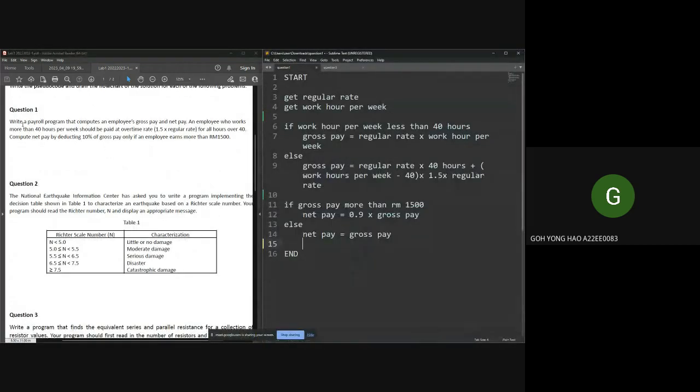Question 1 says to write a payroll program that computes employees' gross pay and net pay. An employee who works more than 40 hours per week should be paid at the overtime rate, which is 1.5 times the regular rate for all hours over 40. Compute the net pay by deducting 10% of the gross pay if an employee earns more than 1,500 ringgit. So this is the pseudocode.